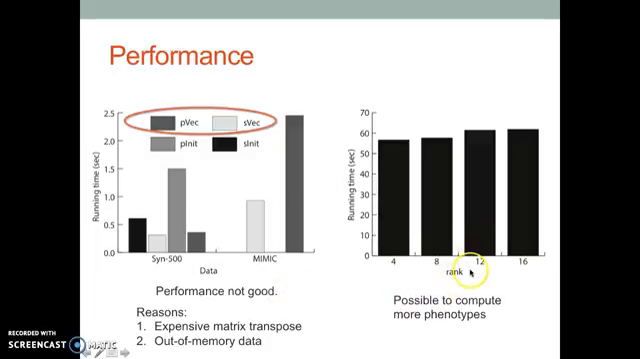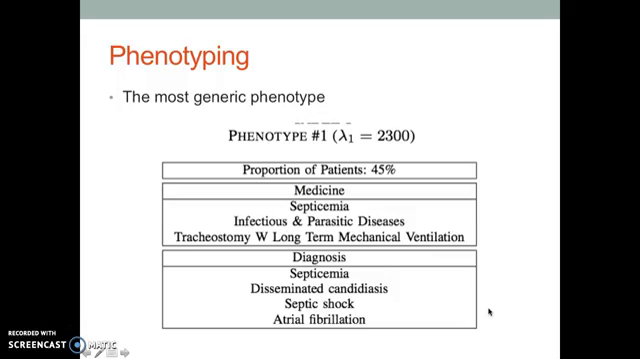We also compared different ranks, and our algorithm is quite stable, which means it is possible to compute more phenotypes each time. And then we observed our most generic phenotype here.